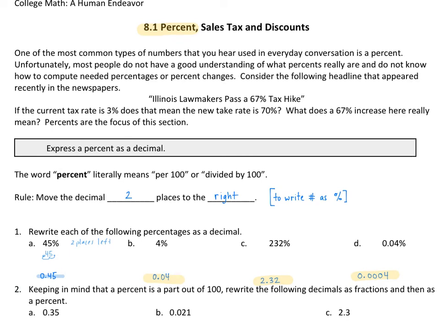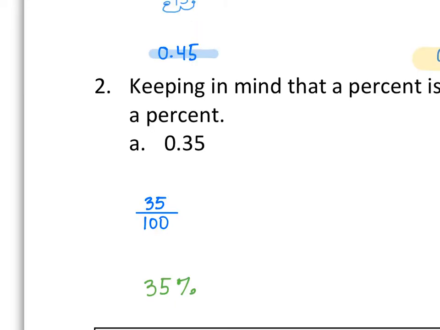Now we want to write the decimals as percentages. Remember, this is where percents are really out of 100. So we're going to write the following decimals as fractions and then as percentages. Let's look at this first one, 0.35. Again, we move the decimal 2 places to the right. There's 1, there's 2. So that's going to be our percent. 35 over 100 is how we're going to write it as a ratio or fraction, and then as our percentage we would say 35%.